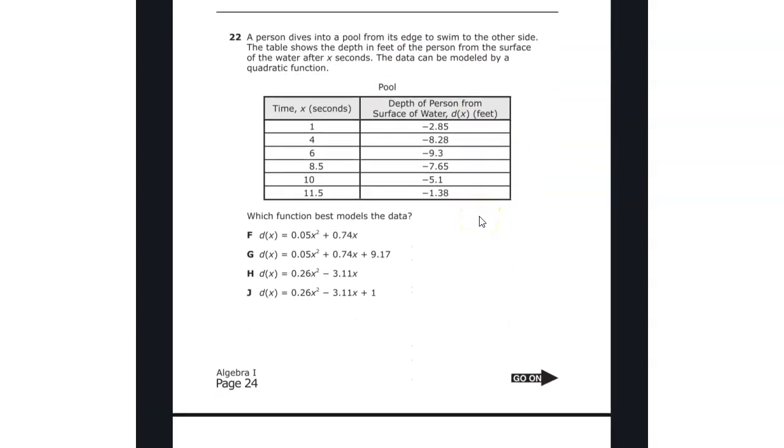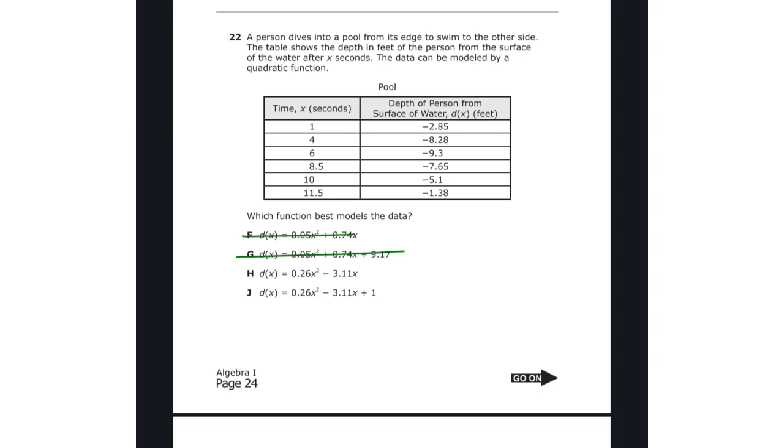So number 22, a person dives into a pool from its edge to swim to the other side. The table shows the depth in feet of the person from the surface of the water after x seconds. The data can be modeled by a quadratic function. Which function best models the data? So here we have to look critically. We can see here that the numbers are negative. So I'm just looking at the answer choices. Anything without negatives is going to be completely out of the question. So let's get rid of F and G.